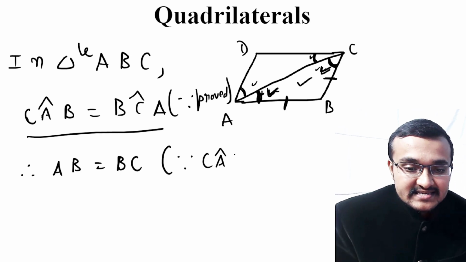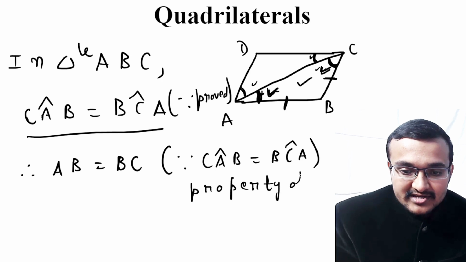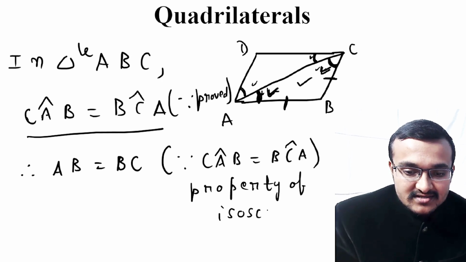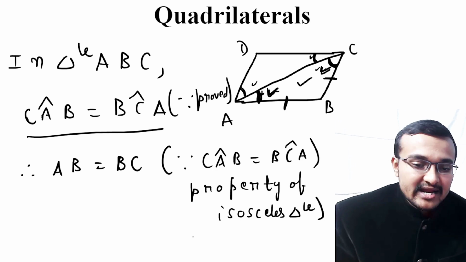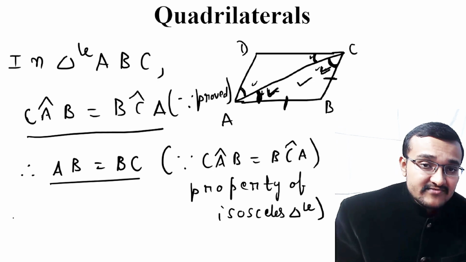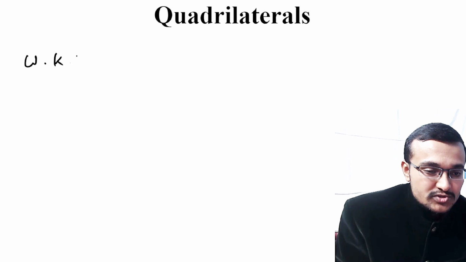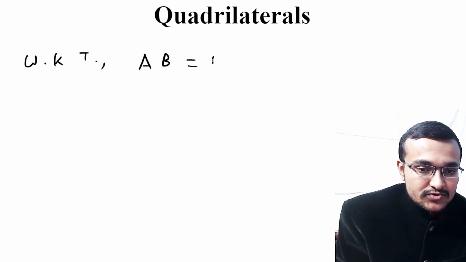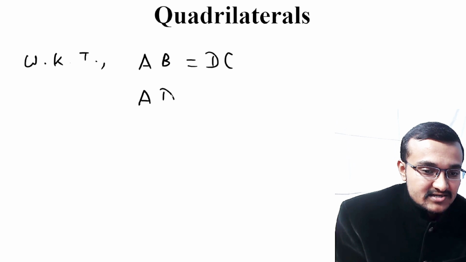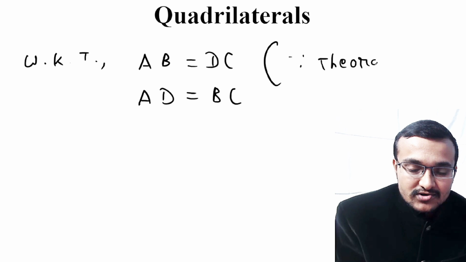In brackets you can write angle CAB is equal to angle BCA, or you can write property of isosceles triangle. This also you can write in the bracket. So this is the reason how this particular AB is equal to BC. And we already know here AB is equal to DC, and AD is equal to BC. This is according to theorem 8.2, because ABCD is a parallelogram.